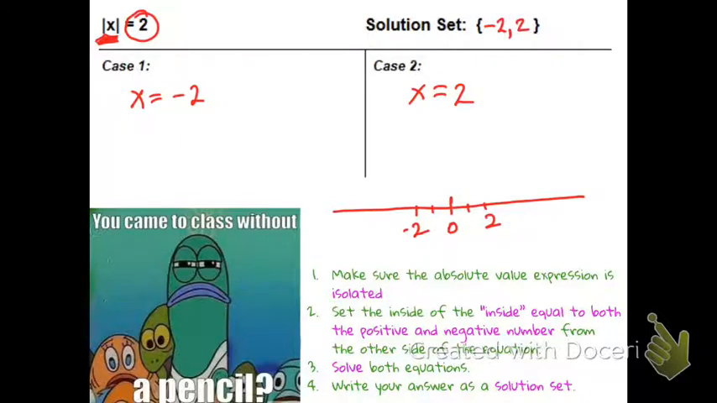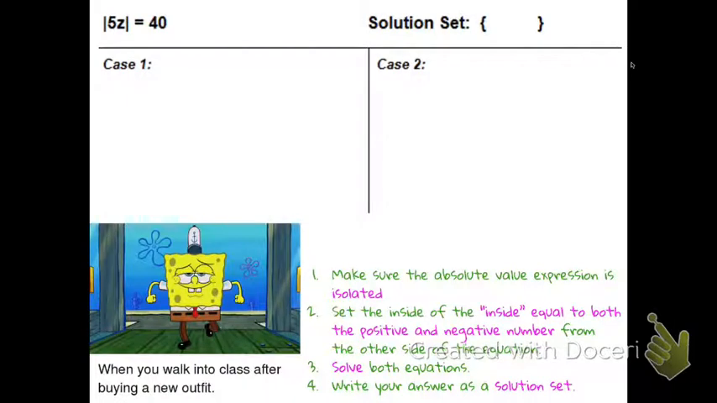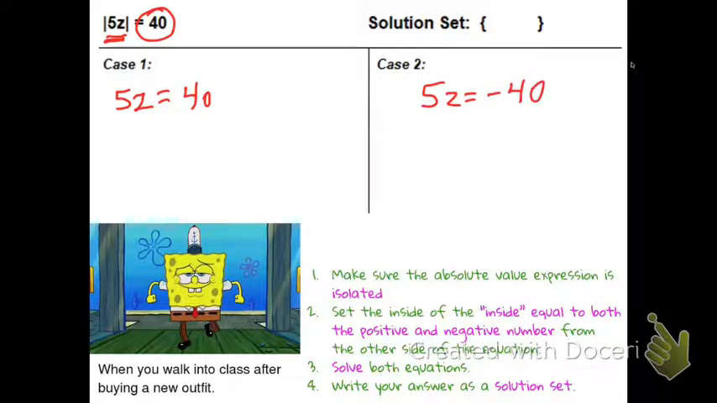So let's look at another one. Again, whatever is in the absolute value, you want it all by itself on one side of the equal sign, which it is. Then you can remove that absolute value symbol and say, if the absolute value of something is 40, it must be equal to 40 or negative 40, because it's saying the distance away from 0 is 40. So we solve both of these equations. I divide by 5. I see that z equals 8 or z equals negative 8.